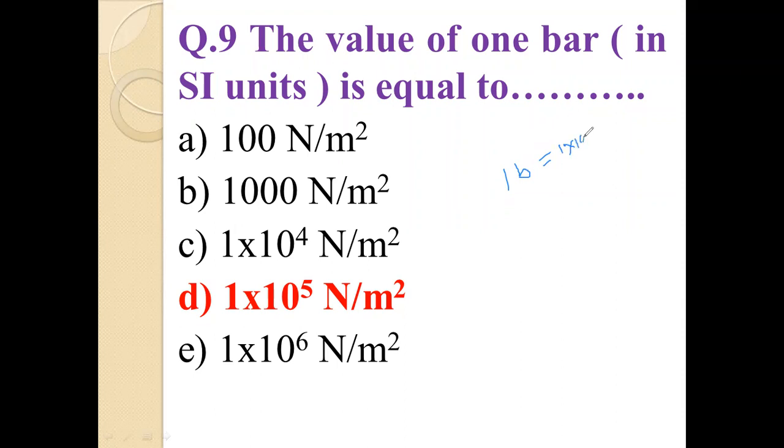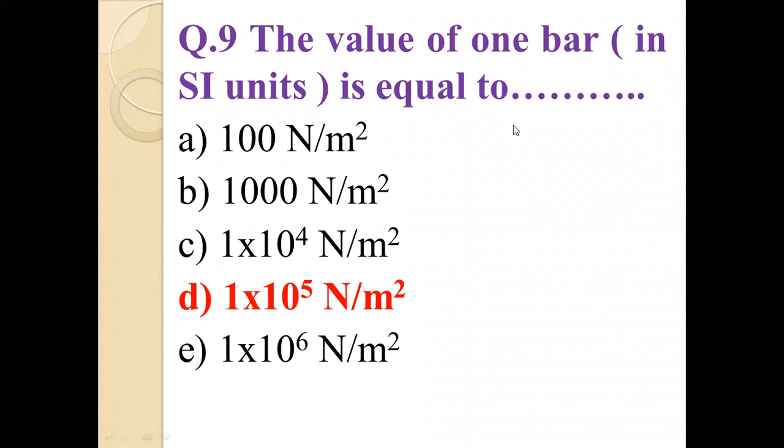newton per meter square. This is the correct answer, friend. 1 bar is equal to 10 to the power 5 newton per meter square, and this is known as 1 pascal. This is the correct answer for question number 9. 1 bar is equal to 10 to the power 5. Now we will move towards the last question of the session.